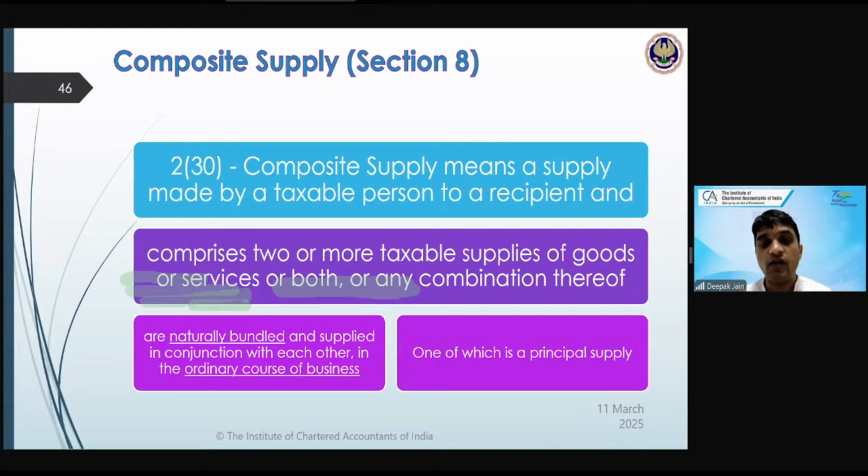Then it is called a composite supply, which means what? I have a supply. Along with this, there is another supply. Now these two supplies are made together and they are naturally bundled. Not that I want to sell, so I'm adding it. I have to make it. Without the second supply, the first supply will not be useful. They are naturally bundled and supplied in conjunction with each other, supplied together in the ordinary course of business, and one of which is a principal supply.